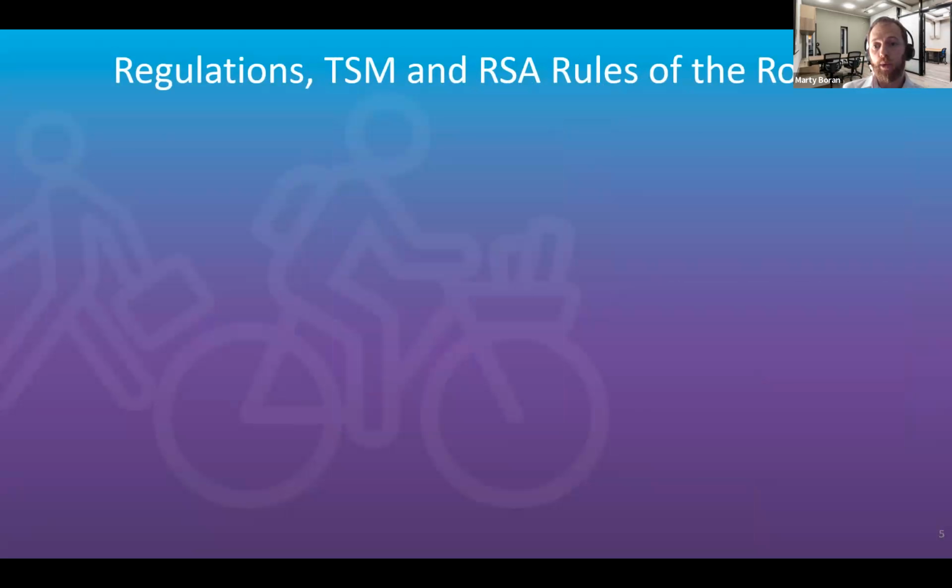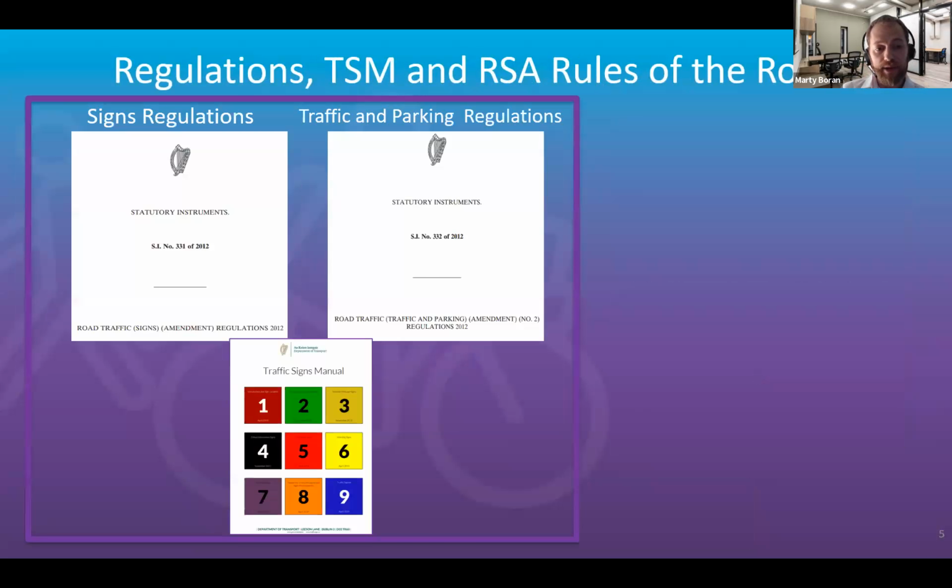Okay, so just looking at the regs themselves, what's the relationship between the signs regulations, the traffic and parking regulations and the TSM? Just an example here, SI 331 of 2012 and 332 of 2012. That's the cover page of the traffic signs amendments and the traffic and parking regs. And they all speak to each other. So your signs regs will define the physical characteristics of your signage: the dimensions, the color, the size, etc. It's all very prescriptive, which we will recognise very much so in the traffic signs manual.